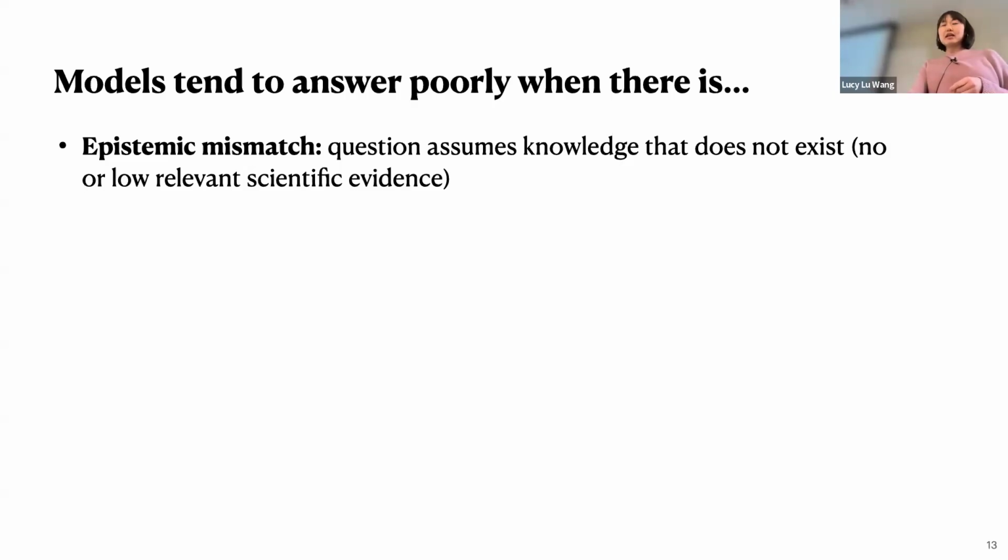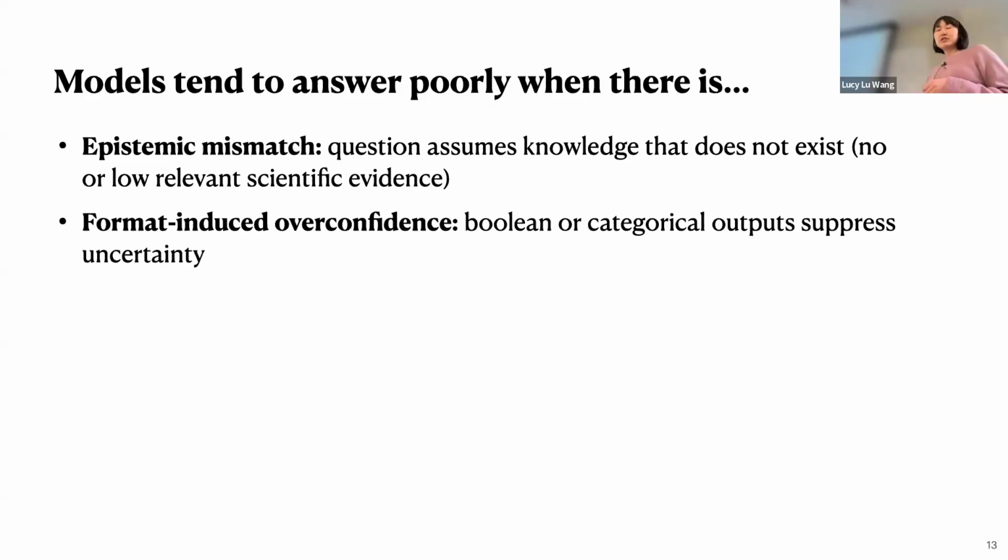And in these cases, the inaccuracies produced by these models may also be related to something like format-induced overconfidence. Because the question really strongly hints at a yes or no answer, it's a Boolean question, it suppresses uncertainty in the model output. So these are some claims I want to make, and I'm going to try to back up some of these claims further with some study results.